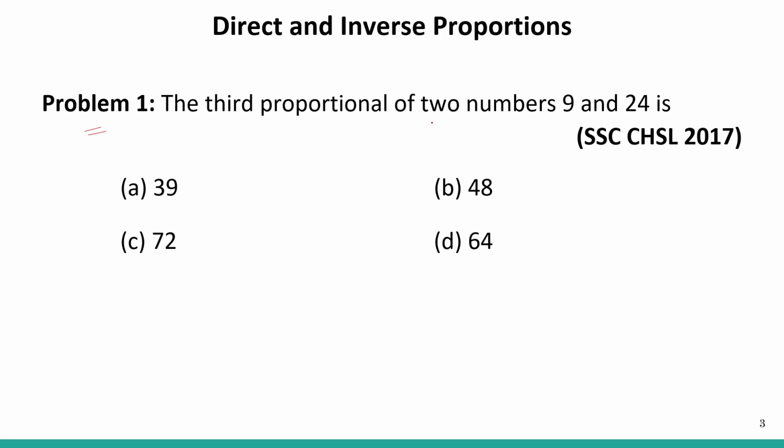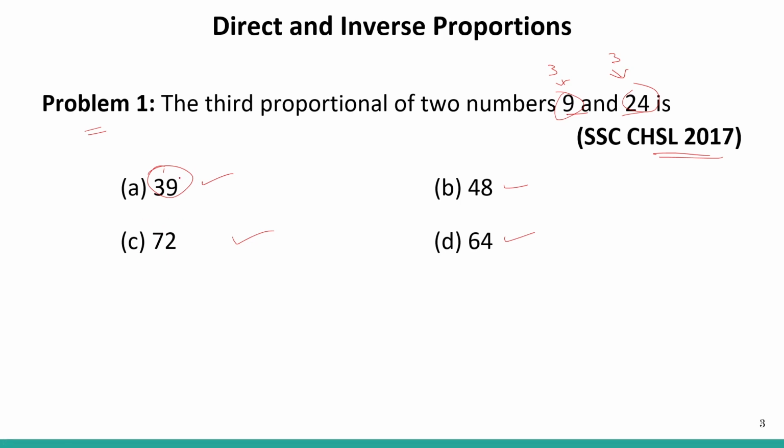The third proportional of two numbers 9 and 24 is: is it 39, 48, 72 or 64? This question was asked in the SSC CHSL 2017 exam. As you can see, 3 divides 9 and 3 also divides 24. So first we can eliminate all the numbers that are not divisible by 3. This is divisible by 3, so still this is in the same ratio.